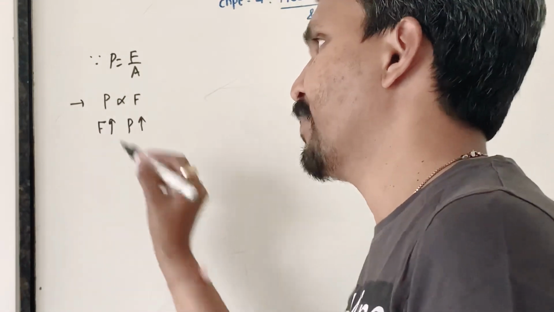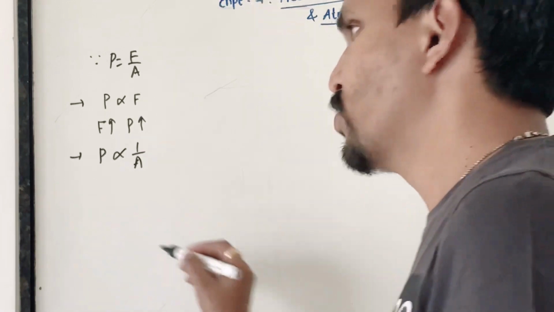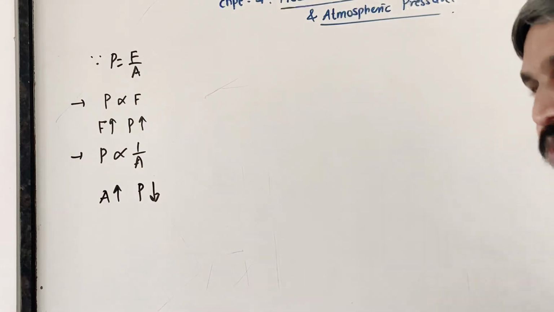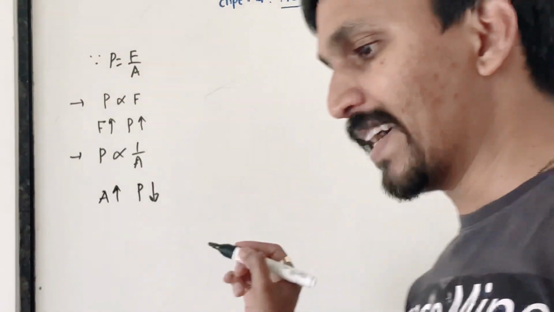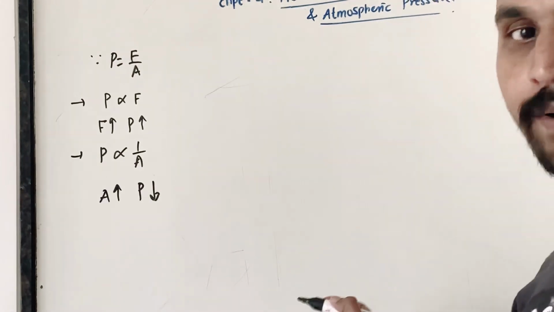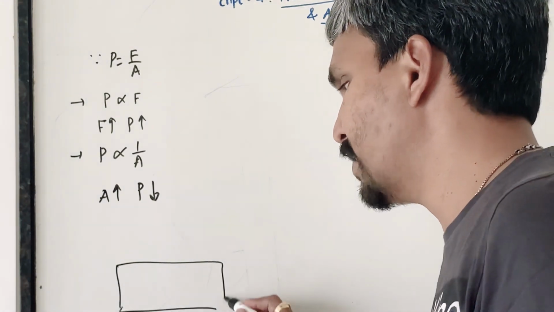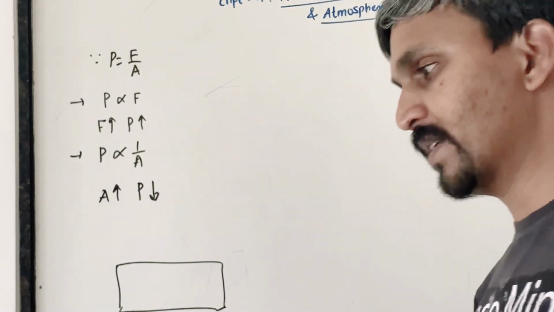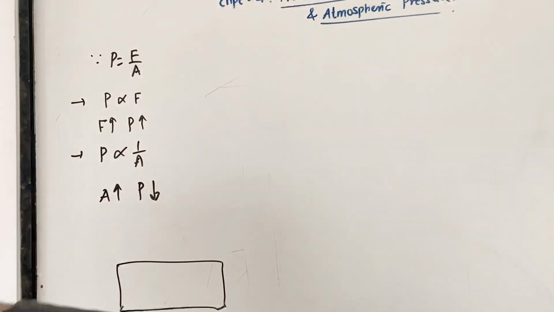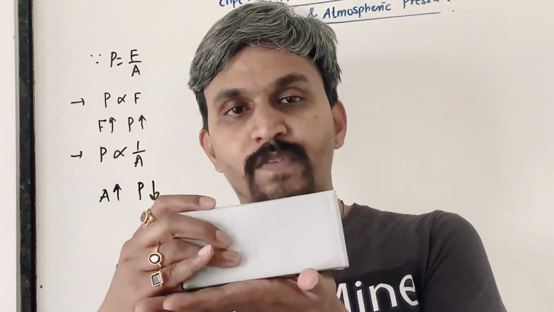Second part, pressure is inversely proportional to area. So if I increase area, pressure will decrease. Now what are the examples for this? Examples for this are very important. Check the first part. You take a brick, say this is my brick. If I place this brick horizontally, what will happen?